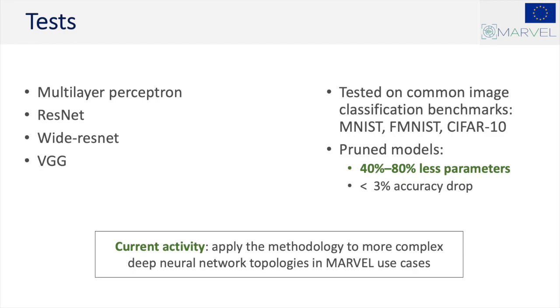In task 3.5, during the first year of MARVEL, the development of DynHP was mainly methodological. We refined the pruning methodology and worked toward extending the types of deep network models to be included. Currently, DynHP successfully prunes both multi-layer perceptron and standard deep convolutional networks like wide ResNets and VGG applied to image classification problems. The current activity is to apply the methodology to more complex deep neural network topologies used in the MARVEL use cases.